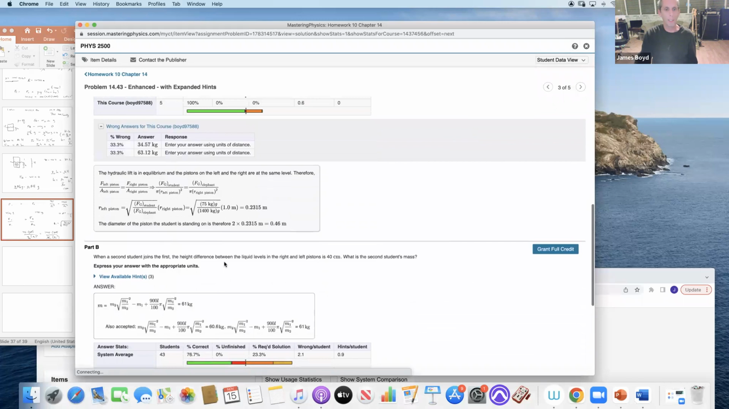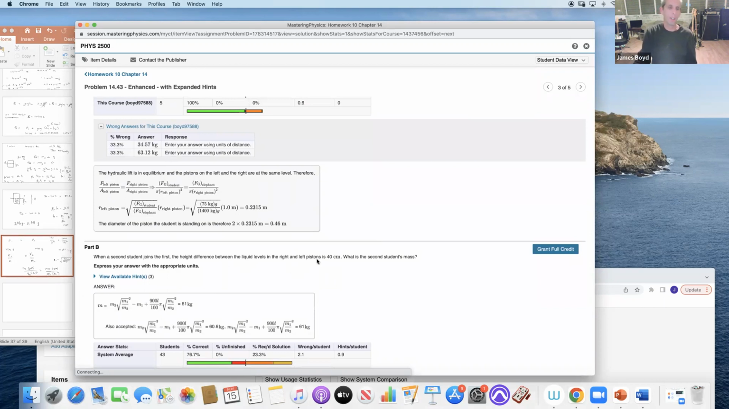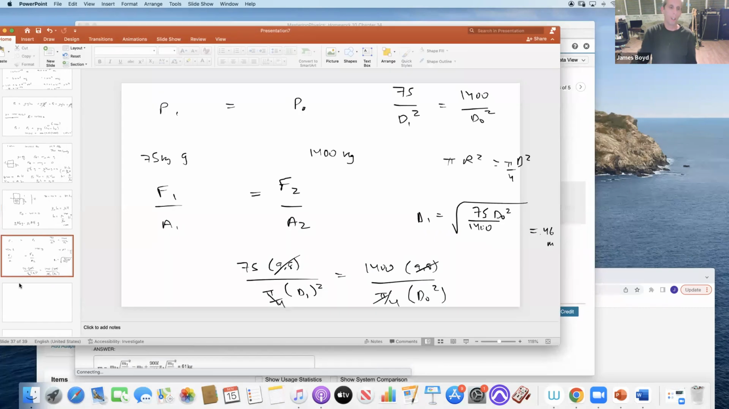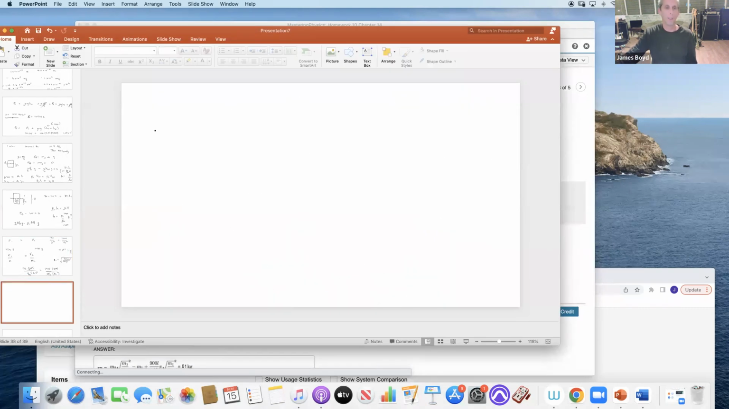The second student joins the first. The height difference between the left and right is 40 centimeters. What is the second student's mass? Okay, so now the work. So the work has to be the same. So mgh has to equal mgh.